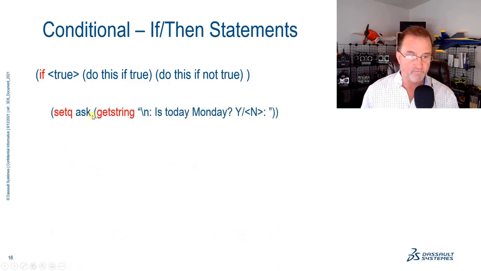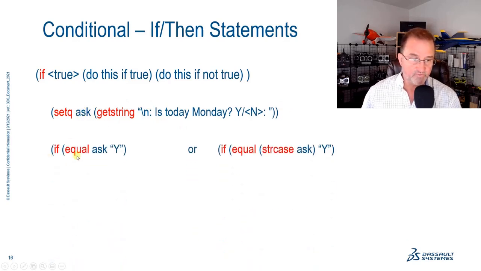Let's say I have the variable ask set to a command called getString. So we say, start a new line. Is today Monday? Yes or no? So I'm going to use a function called getString. I'm going to pause and let the user enter a string value, and then I'm going to set it to the variable ask. Now, if equal ask to a capital Y, then we'll continue.